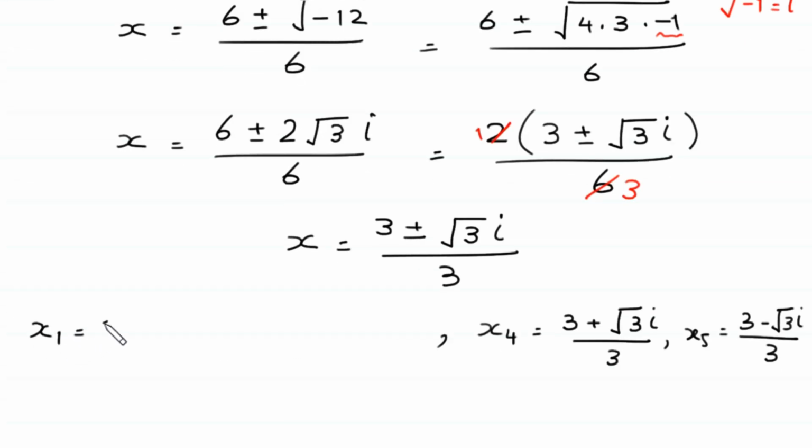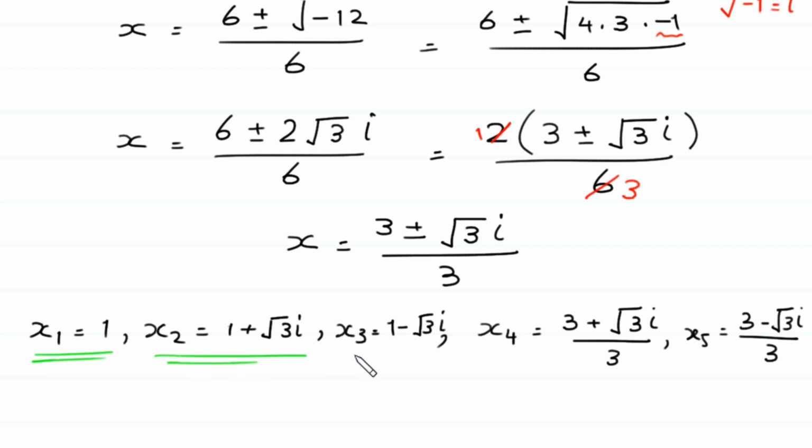x1 is equal to 1, and x2 is equal to 1 plus square root of 3i, and x3 is equal to 1 minus square root of 3i. So these are the 5 solutions of this equation.